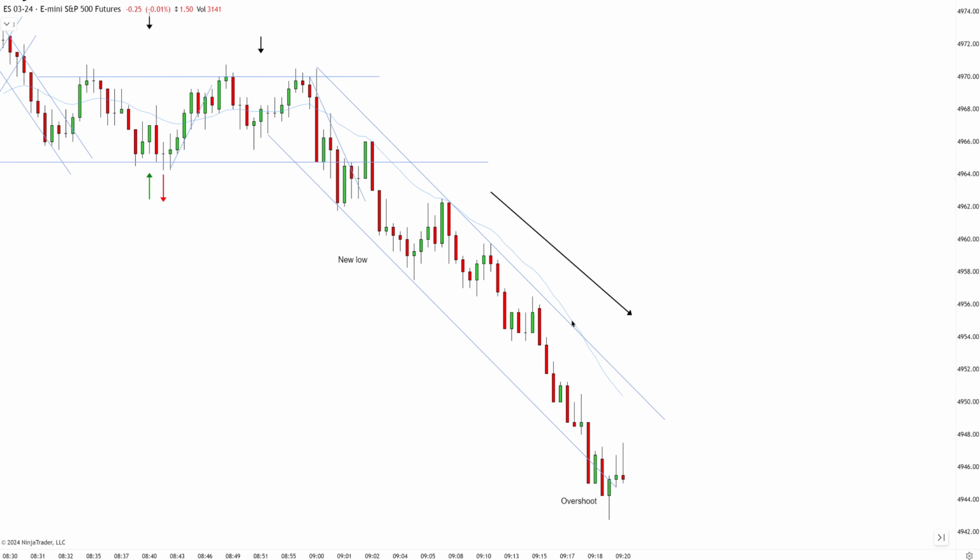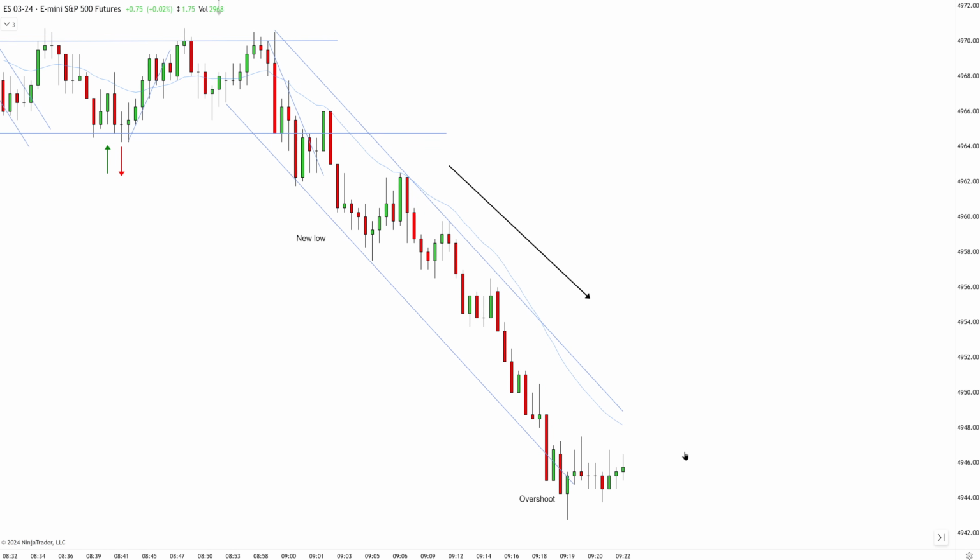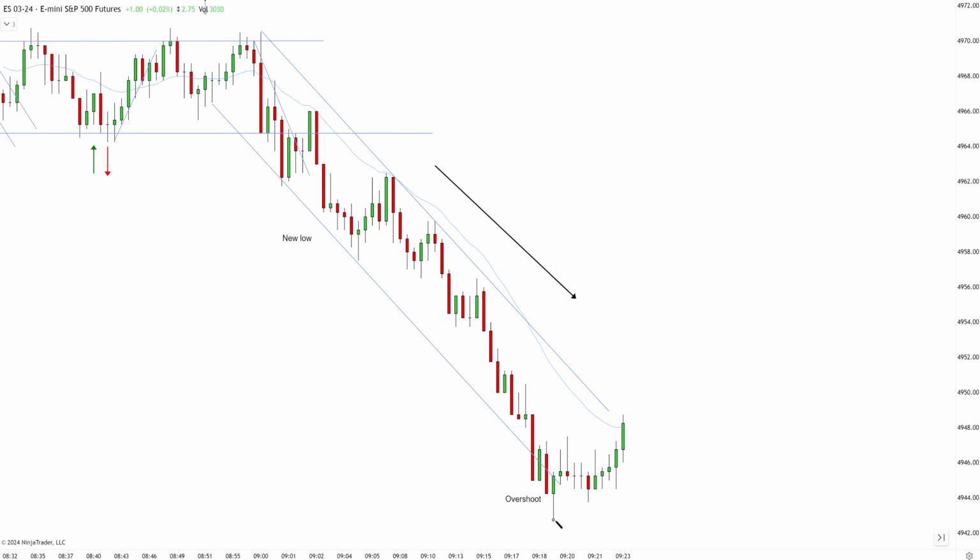There was no setup here. I cannot FOMO in the market, and I need to respect this correction. Okay, I'm gonna redraw the channel. This is what we do when we have overshoot, and you can also see how nice these lows are working higher under geometric pattern, geometric formation.